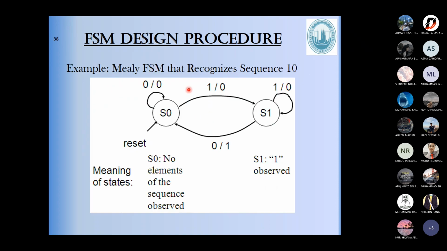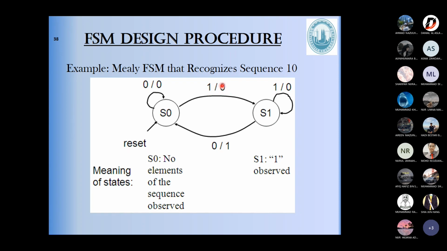Okay, example here: to recognize the sequence of 1, 0. Don't worry, you don't understand what 1, 0 is yet. We haven't looked at how to draw it. Okay. State 0 is the first state where no elements of the sequence are observed. State 1 is the state where 1 is observed, meaning we have found a 1. Okay, so here we want to detect 1, 0. State 0 will go to state 1 whenever it finds the first bit, which is 1. So it finds 1, its output is 0.